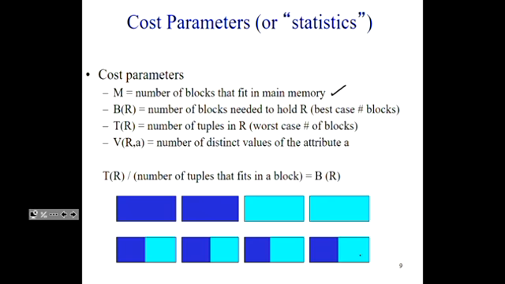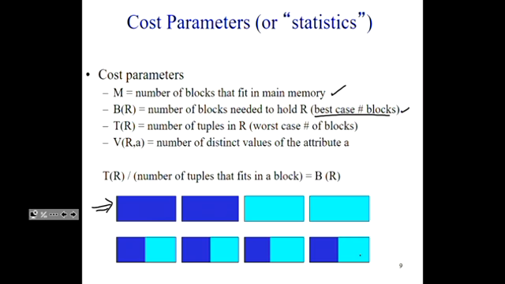The second parameter that's important is the total number of blocks that are absolutely needed to store R. This is the best case number of blocks. If you packed all of the tuples of R tightly into a small number of blocks, B of R would be the best case number of blocks. Okay, so let's say blue stuff in this figure refers to tuples.